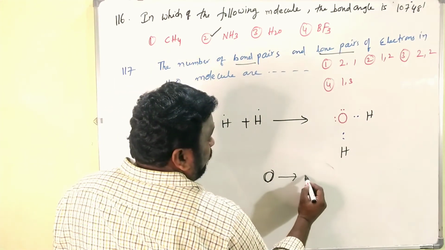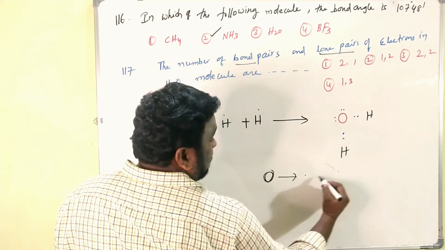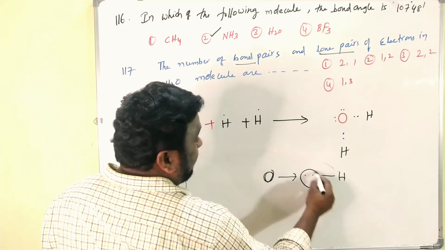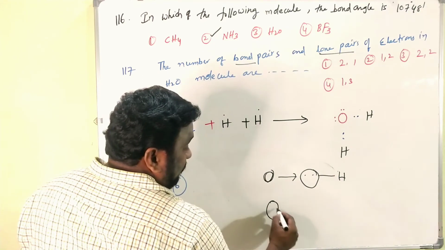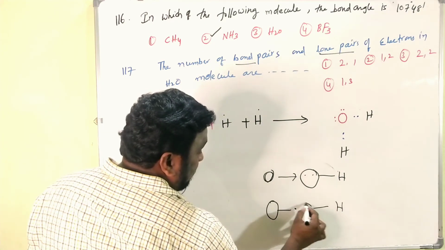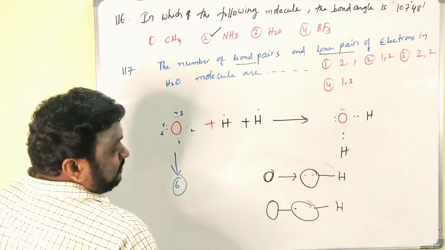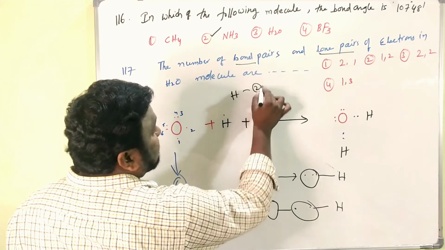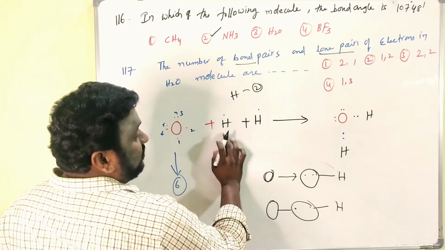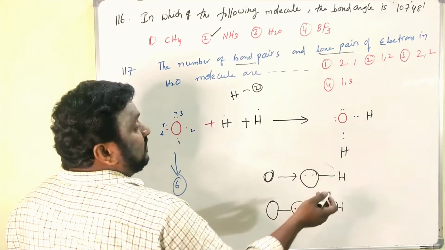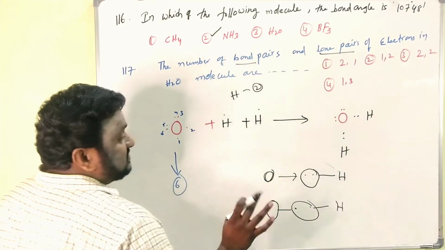Oxygen will donate 1 electron, hydrogen will donate 1 more electron, then 1 bond is formed. And next, again 1 more valence electron from oxygen, and hydrogen is giving 1 more electron, so 1 more pair will be formed. The total capacity of hydrogen is what? Only 2 electrons. That's why these 2 electrons are forming the 2 bonds with the 2 valence electrons of oxygen.